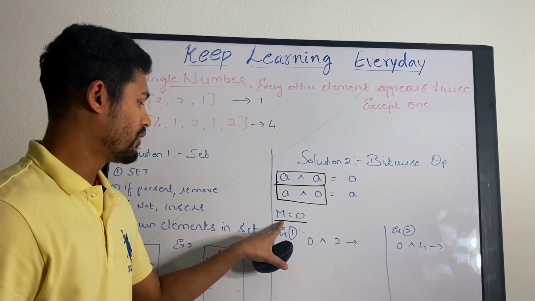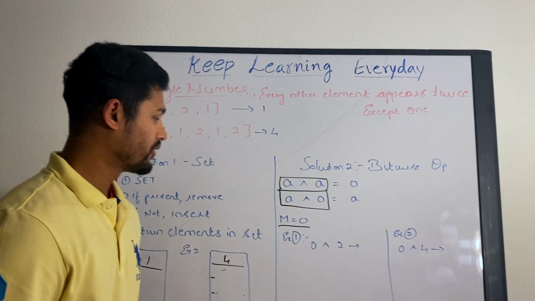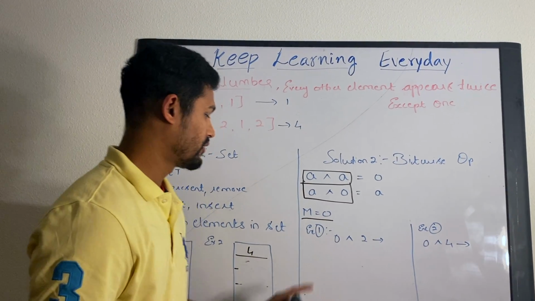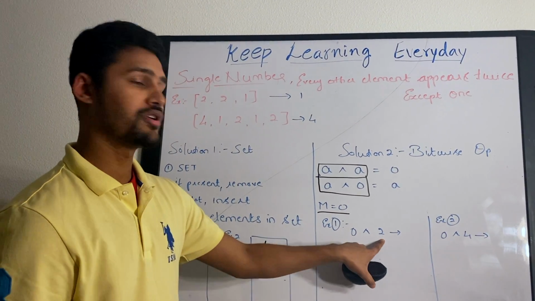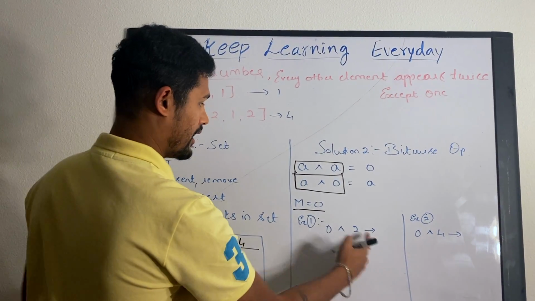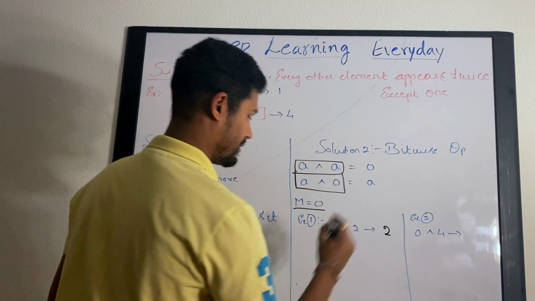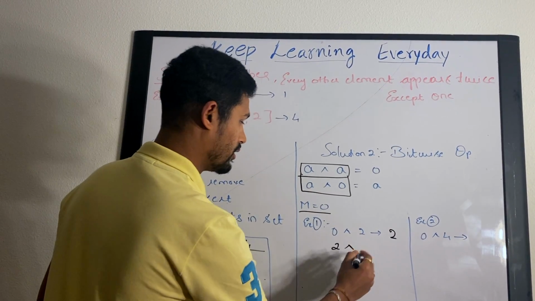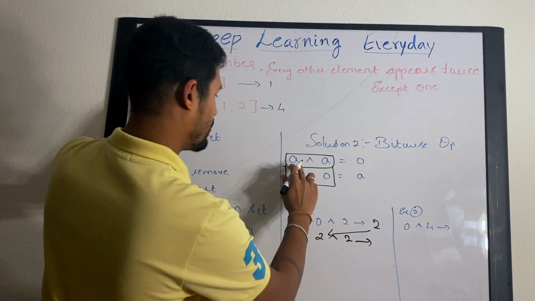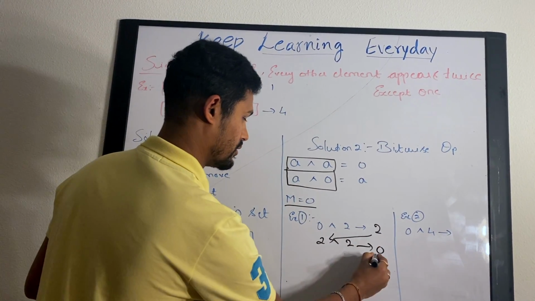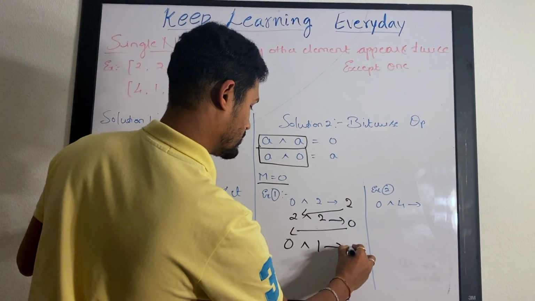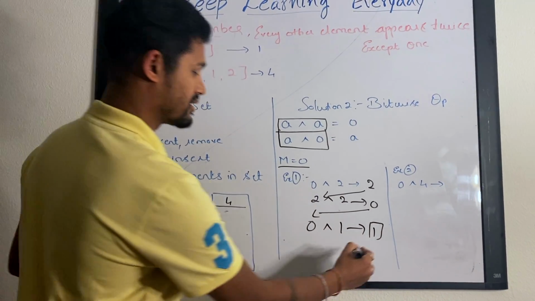So you take an initial variable m, which is equal to 0. Then we XOR all the elements with the result of the previous statement. So for the first time, you XOR m with the first element of the array. So you XOR 0 with 2. As you can see from this rule, you get the same element. Then you XOR the result of this with the next element, which is 2. So with this rule, you get 0 again. 0 XOR with the third element, 1. So you get 1. That's the end of the array and the result is 1.